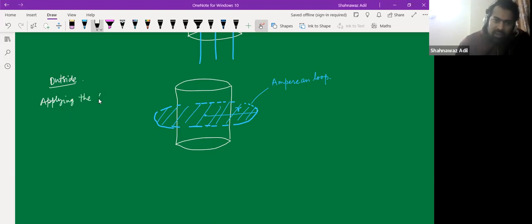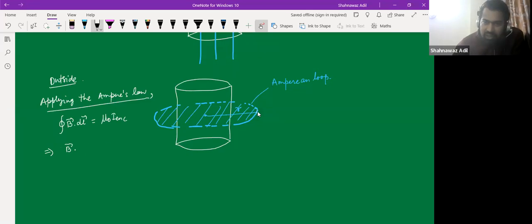Applying Ampere's law, what does it say? B dot dl is equal to mu naught I enclosed, right? So dl is how much? This dl is this thing. Let's say this is dl, right? This much distance is the dl that we are talking about.